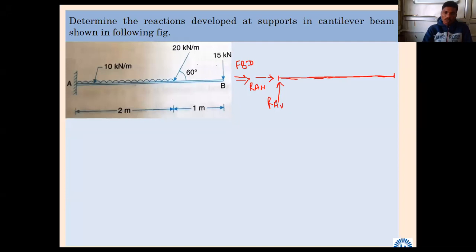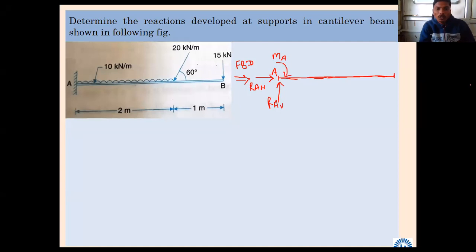Then one more thing here. There will be one moment. Let us assume a clockwise moment, and I will give the name M A, moment at point A. Okay. Now let us convert loads.